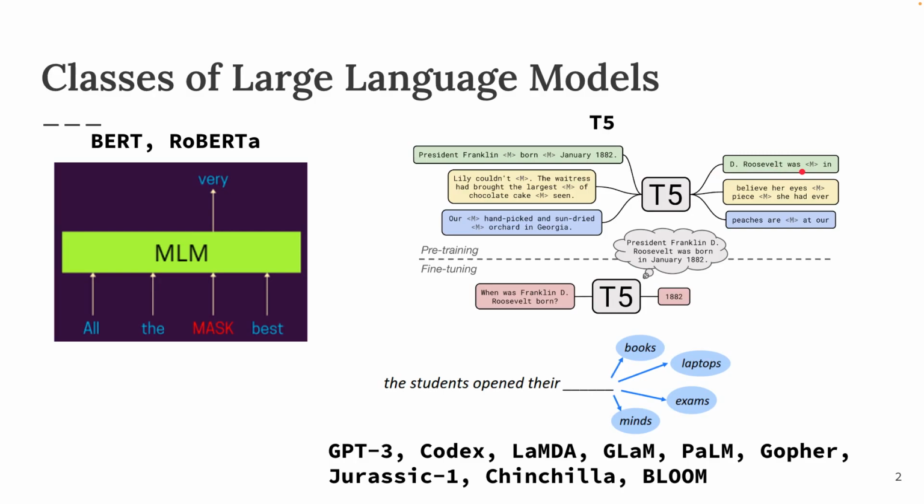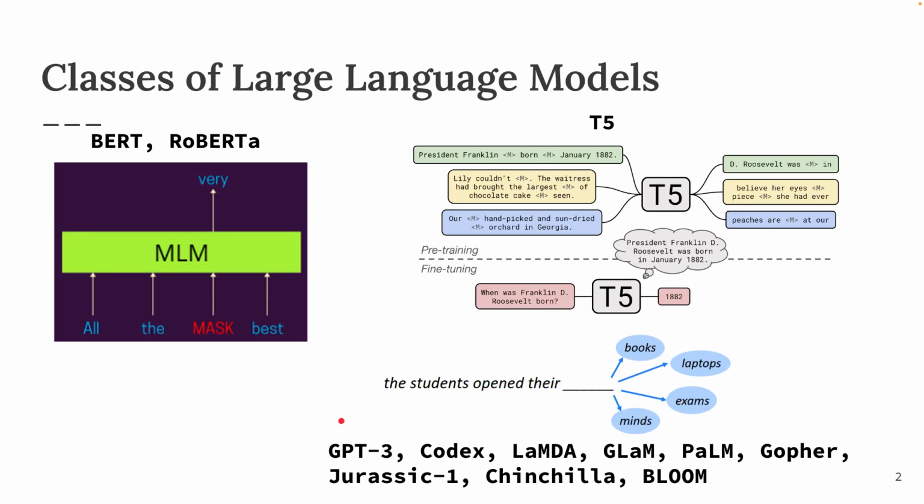And then a final class of language models are causal decoder-based language models, such as GPT-3, GPT-2, and so on, that are trained using a left-to-right next token prediction objective. So given a prompt such as "the students opened their", the goal of the language model is to output the most likely next word. For example, books, laptops, exams, minds, and not something that is very unlikely.